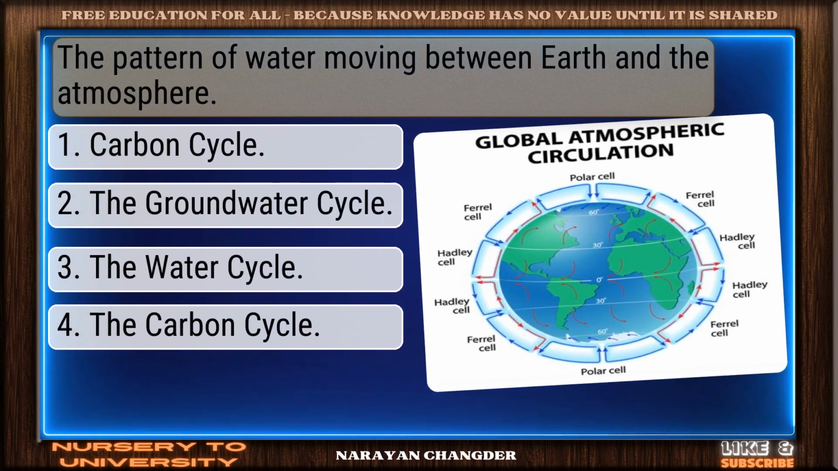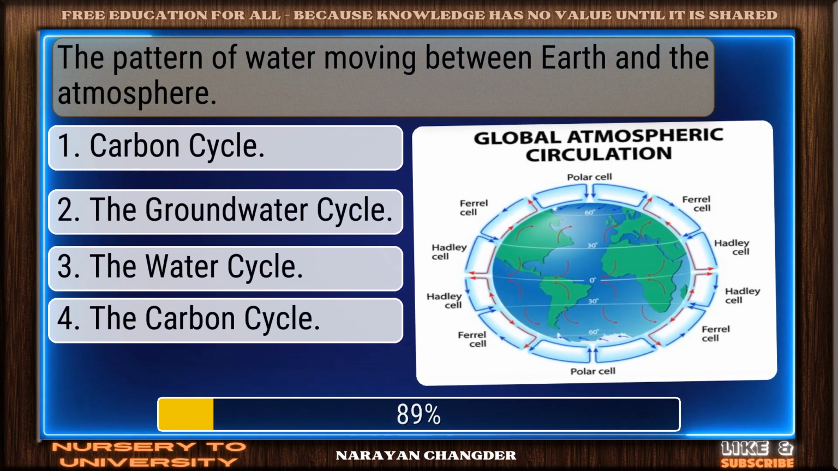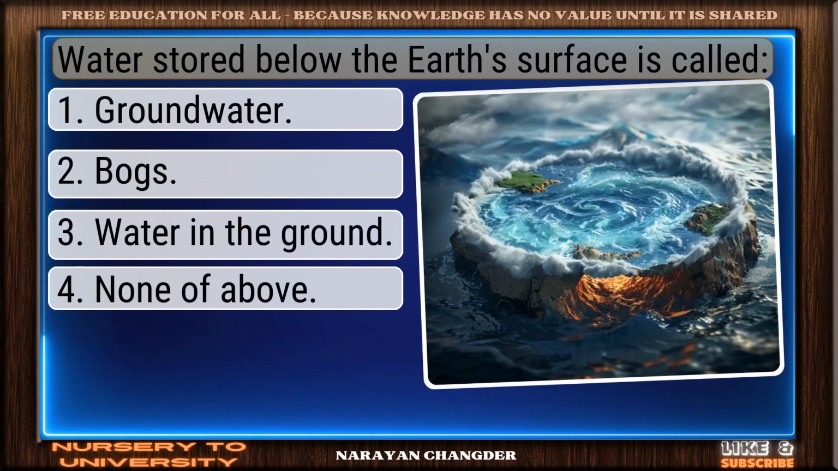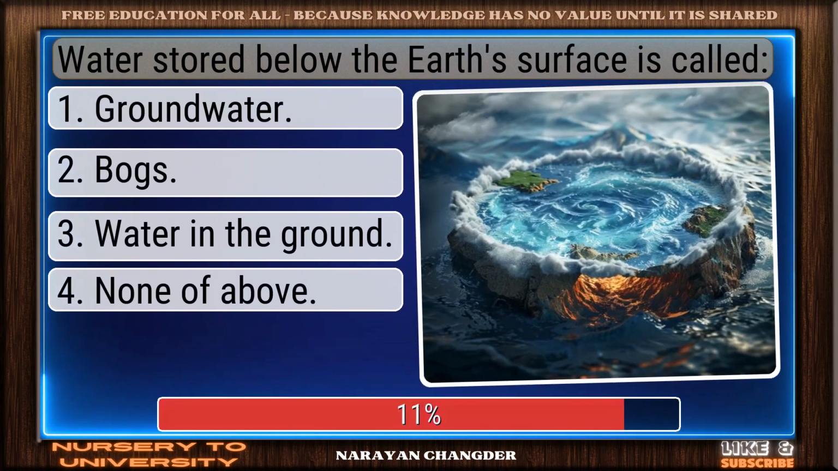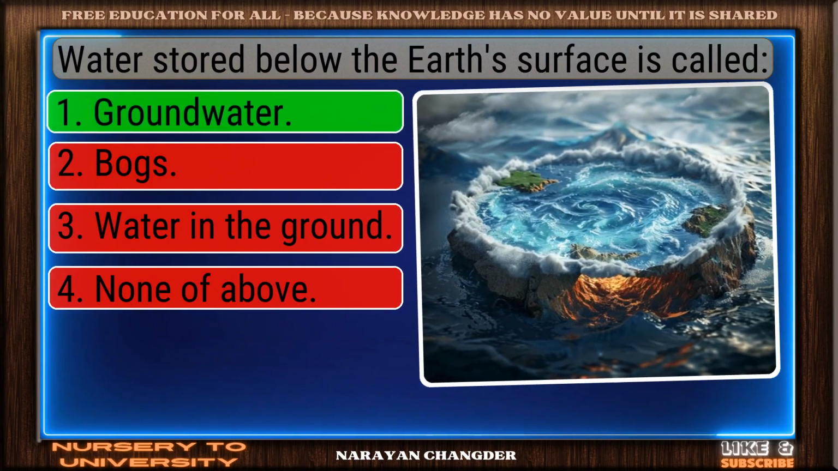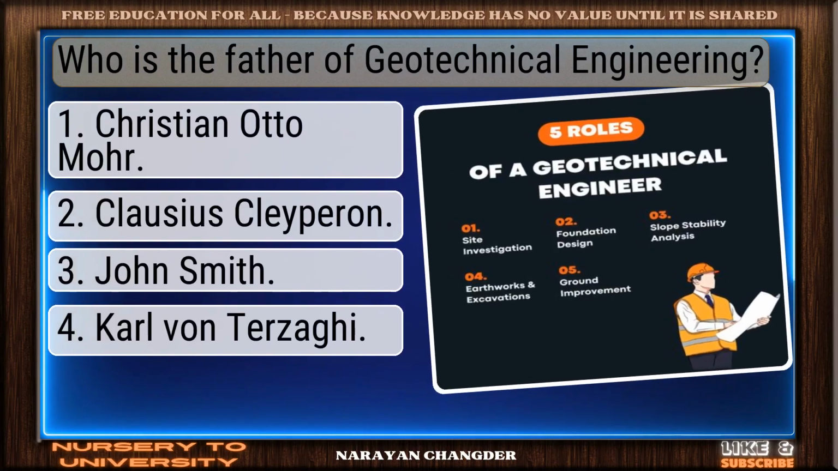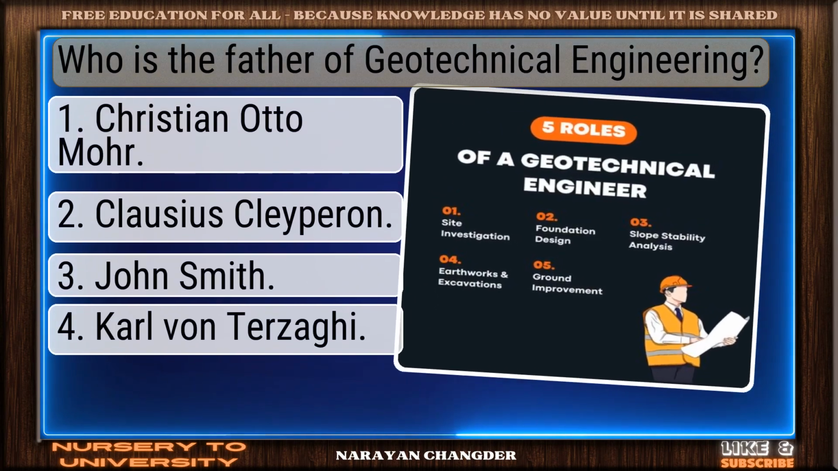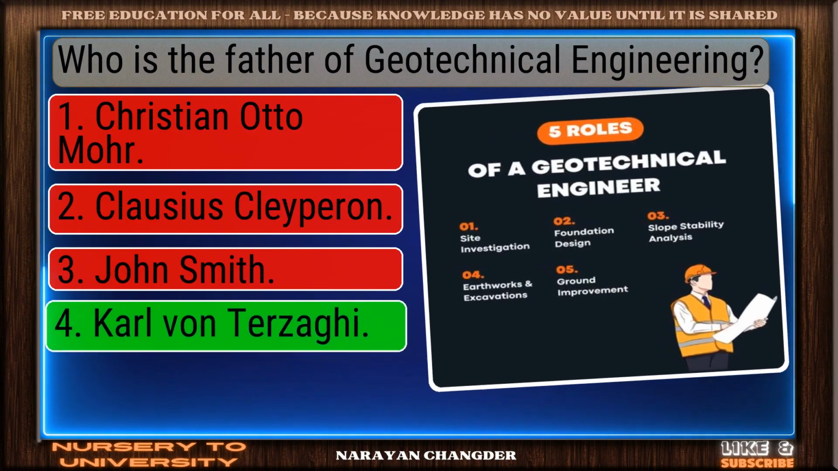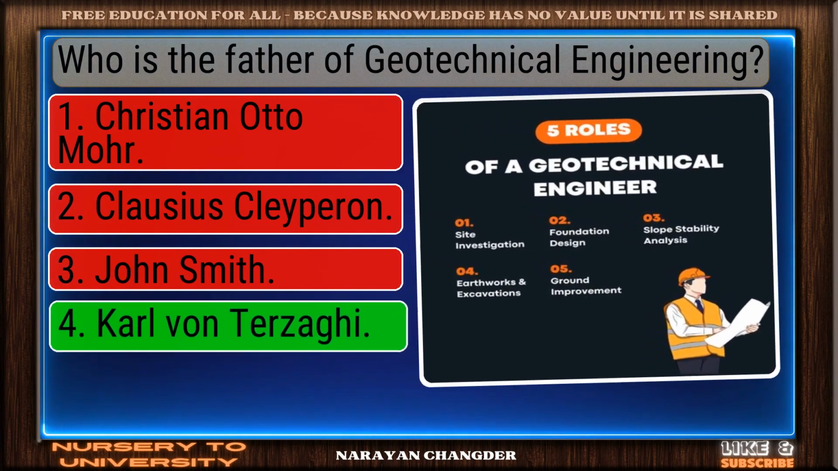The pattern of water moving between Earth and the atmosphere. Perfect. The water cycle is the correct choice. Water stored below the Earth's surface is called? Clear logic. Your choice, groundwater, is sound and 100% true. Who is the father of geotechnical engineering? Solid response. Karl von Terzaghi is a valid choice.